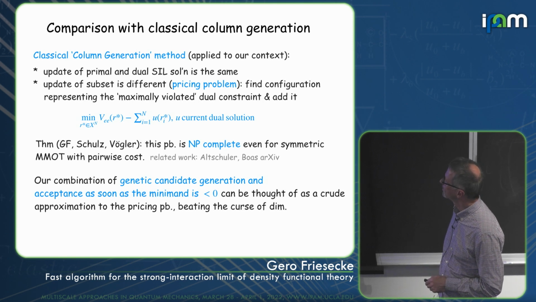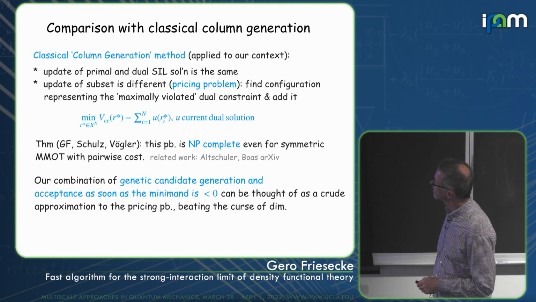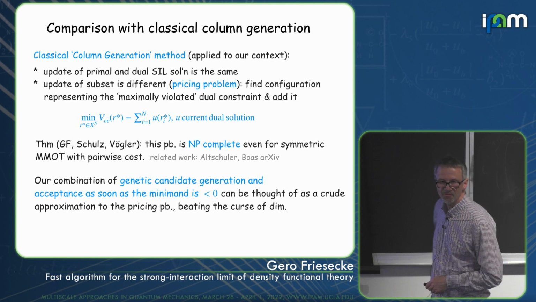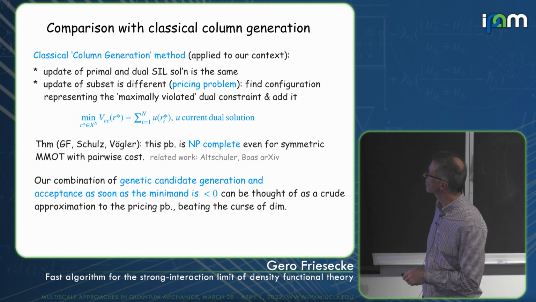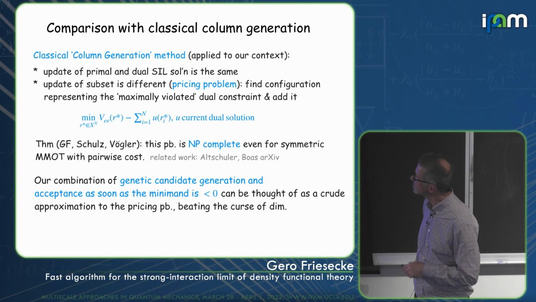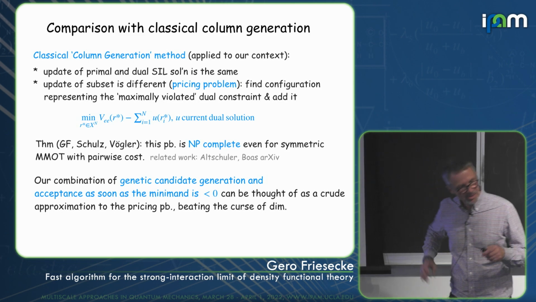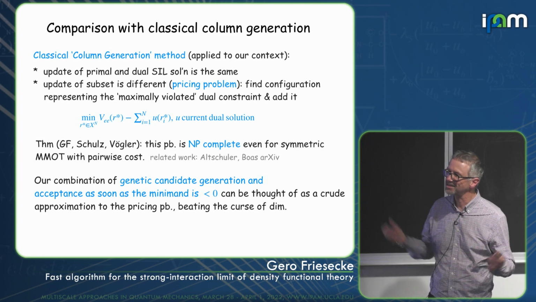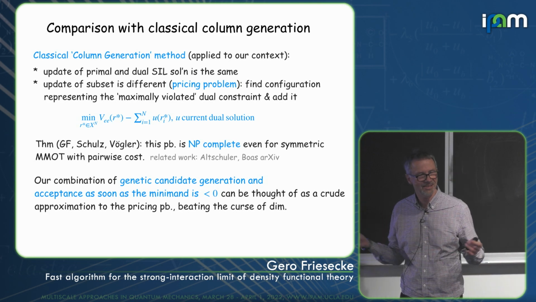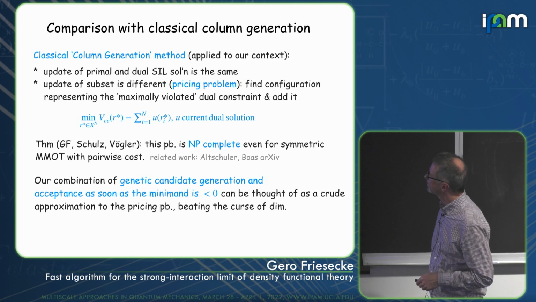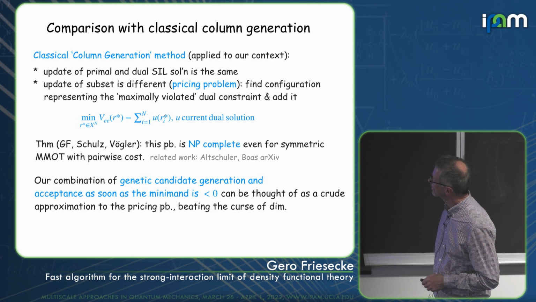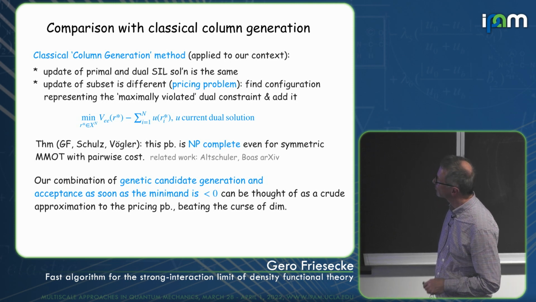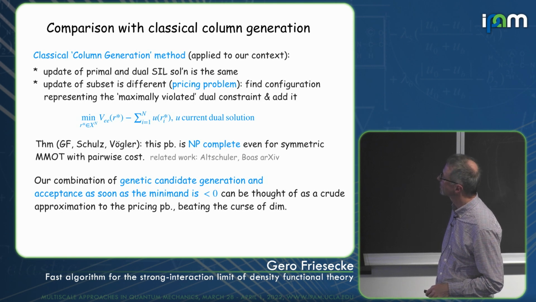And so we just want to make this term negative. We want to find any configuration that makes this term negative. In the pricing problem, you have to minimize it. But that's bad because you're minimizing a high-dimensional function, which is the whole thing you want to do. So by the time you've minimized your high-dimensional function, you might have solved the whole problem. And actually, we proved that this problem is NP complete, even for symmetric multi-marginal optimal transport with pairwise cost. Okay, so this pricing problem is not good.